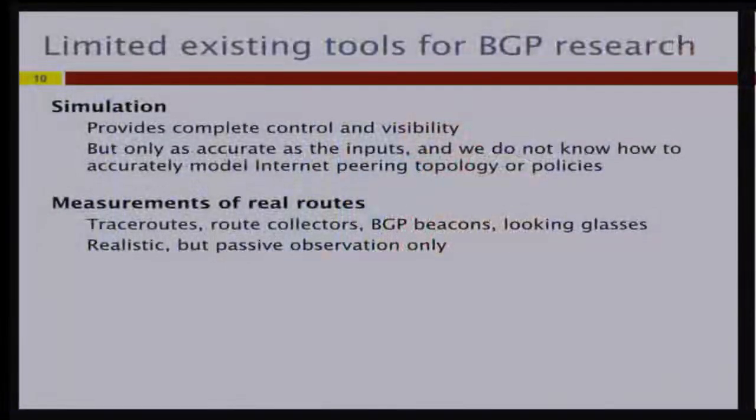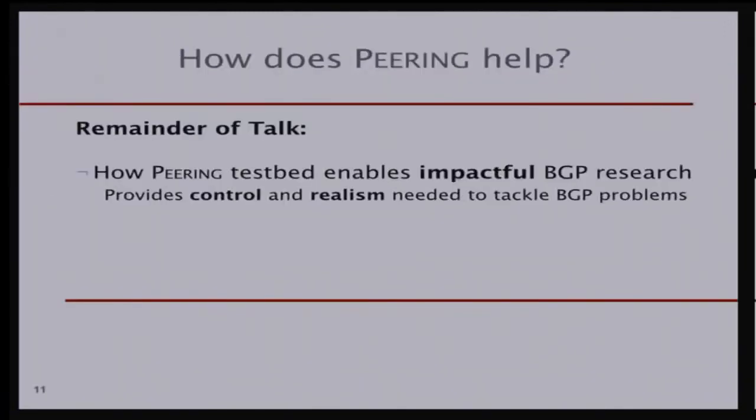And here you're seeing real routing on the internet. But you can only passively observe the choices that are being made, and you can't influence those choices or see how other ASs would react to something that you introduce. In the rest of the talk, I'm going to talk about how our testbed provides capabilities that these previous tools lacked.